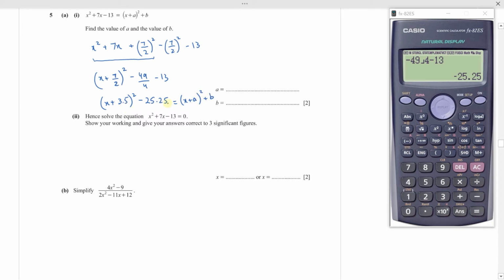Now if you compare the left hand side with the right hand side, I have 3.5 here and a here, so value of a is 3.5, and outside I have minus 25.25 and b here, so my value of b will be minus 25.25.